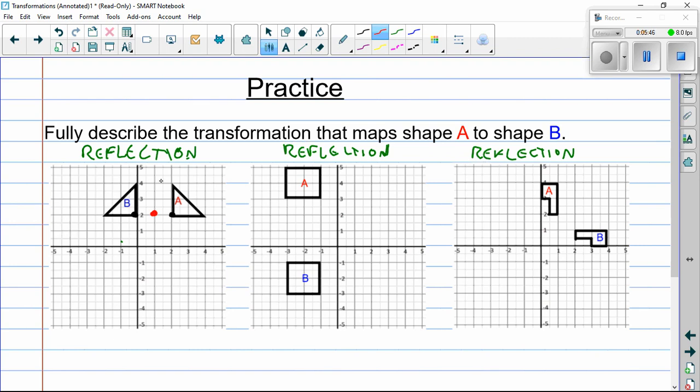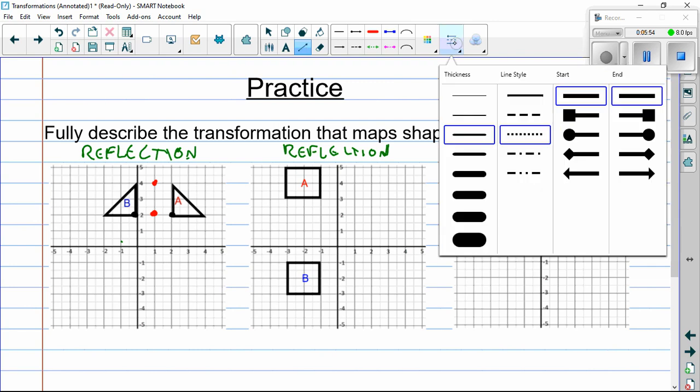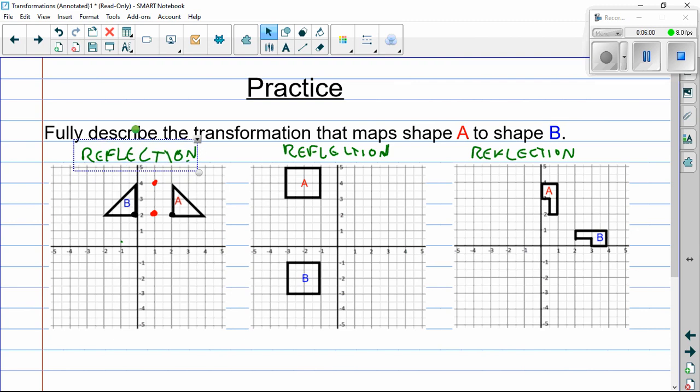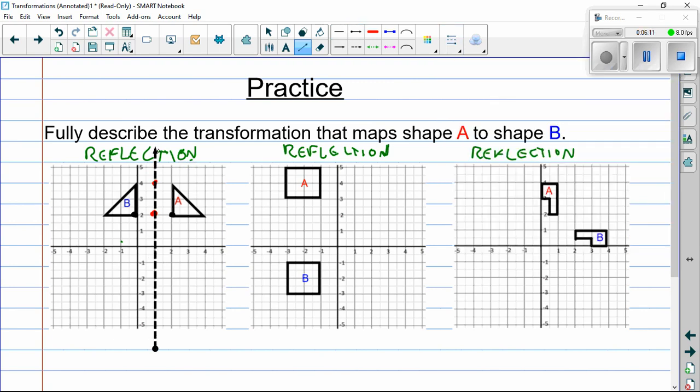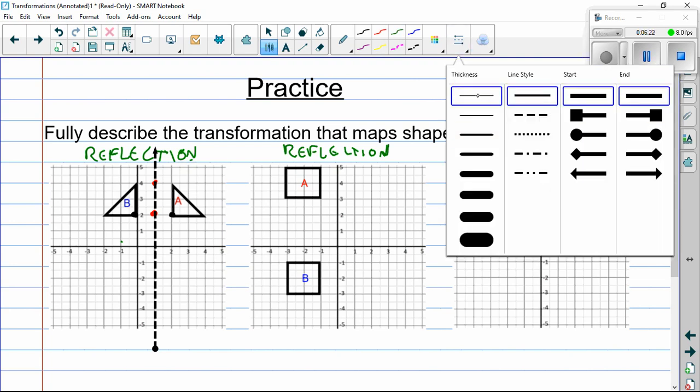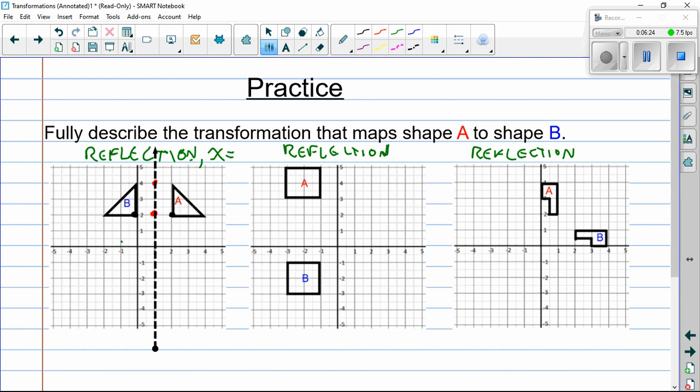Then we can look at the next one. We also know it's going to have that point. They're the exact same distance away. So here we can just take a line and connect those 2 points. We do only need 2 points to make a line. So we're going to do just that. And so that is where all the values where x is equal to 1. So we'd say a reflection with x equals 1.